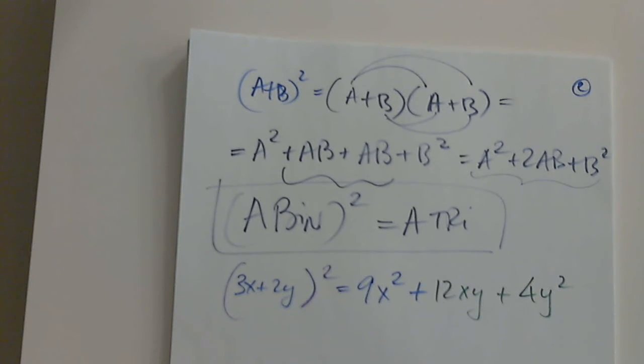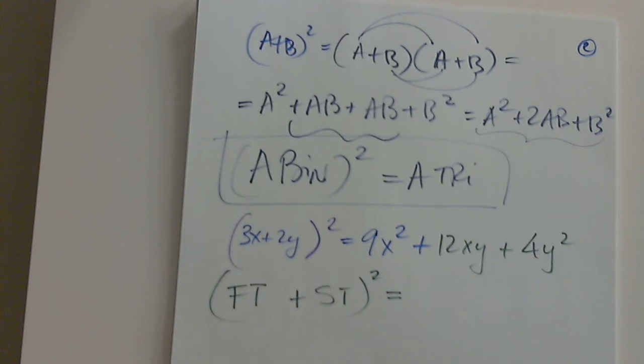Here is what I would like you to remember. Any first term plus any second term squared. Can anyone come up with a pattern for us? So first term plus second term squared, what is this? Perfect. Plus 2 times the first times the second, plus the second squared, that's the pattern. Once you see the pattern, you cannot forget about it.